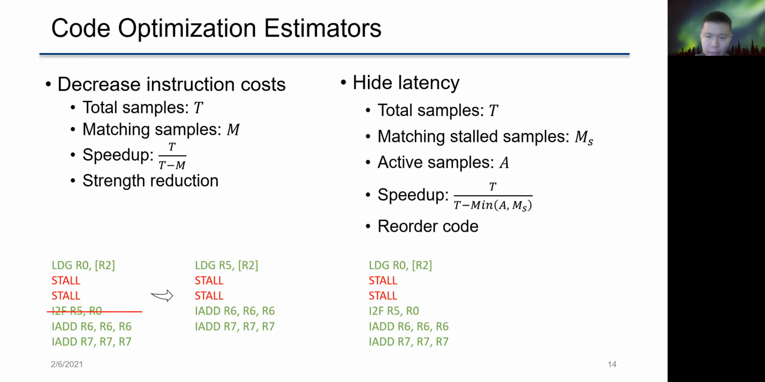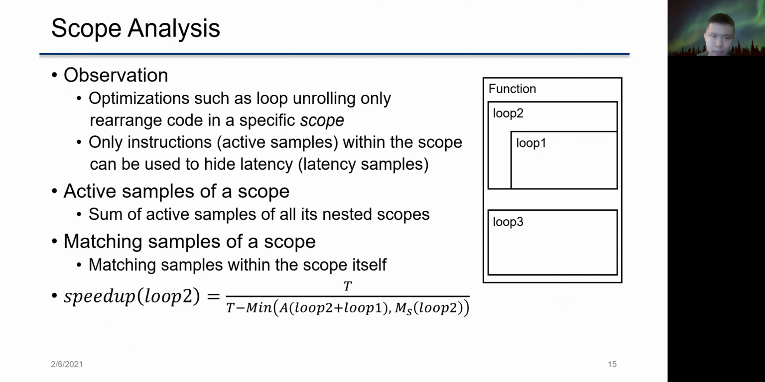An example is code reordering optimization. For the same assembly code shown on the bottom right side, the reorder code optimization suggests that we can rearrange these IADD instructions to fill in the store cycles to improve the performance. In practice, we observe that optimizations such as loop unrolling only rearrange code in a specific scope. So essentially, only instructions within the scope can be used to hide latency.